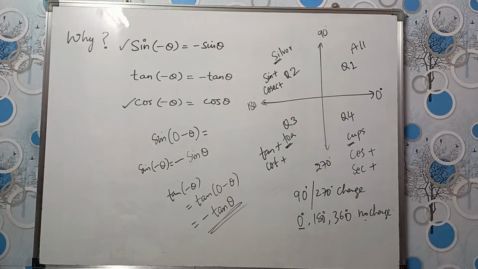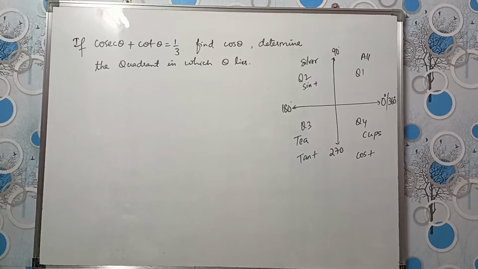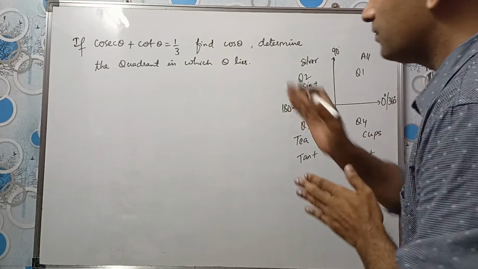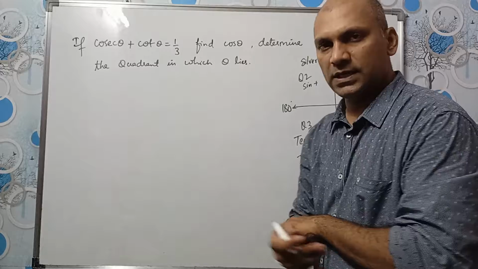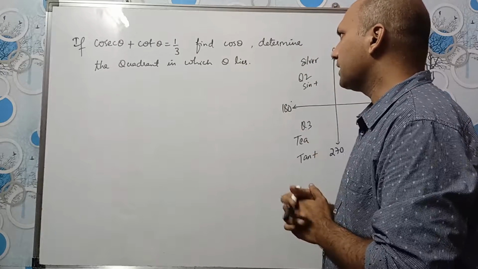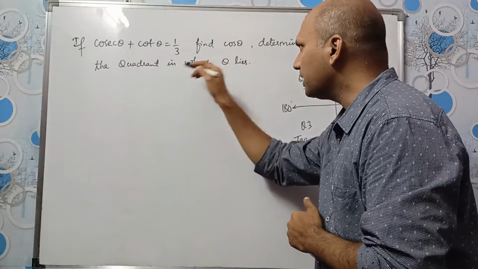Now we will solve a few problems. We have a question here. If cosecant theta plus cot theta is 1 by 3, find cos theta. Determine the quadrant in which theta lies.